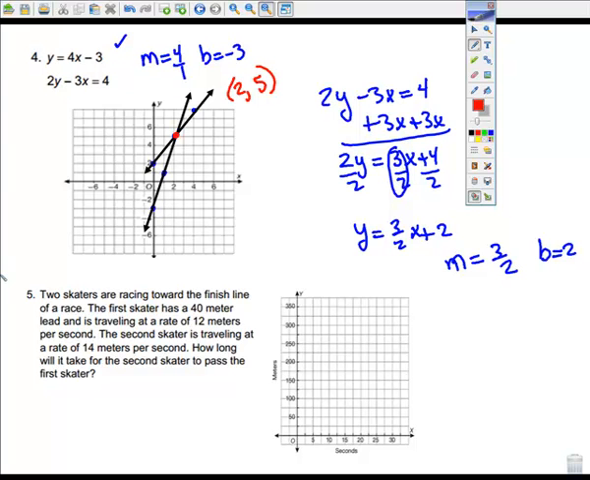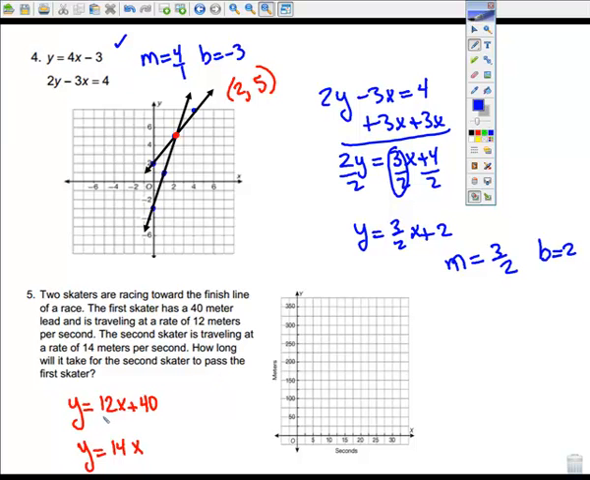Okay, next we have 2 skaters are racing towards the finish line of a race. The first skater has a 40-meter lead and is traveling at a rate of 12 meters per second. So we can write that equation. It's 12 meters per second, so that's the slope, plus they have a 40-meter head start, so there's their y-intercept. The second skater is traveling at a rate of 14 meters, so y equals 14x, and we're good. We don't add anything because they start at 0. How long will it take for the second skater to pass the first skater?